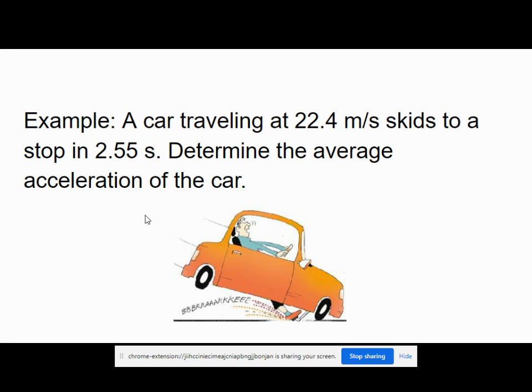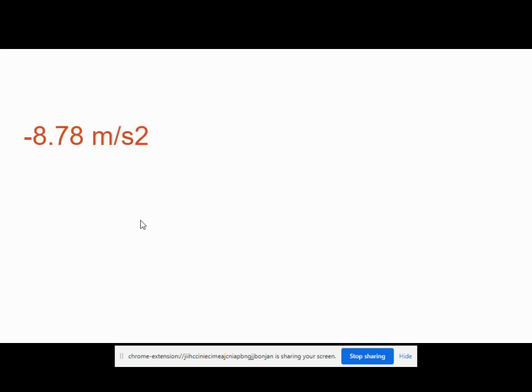A car traveling at 22.4 meters per second skids to a stop after 2.55 seconds. So that means we're taking our final, which is 0, and subtracting 22.4, which gives us negative 22.4 meters per second. That's how much we slowed down. But how fast was our deceleration? We take our negative 22.4 and divide by 2.55, and we get negative 8.78 meters per second squared. So we are slowing down at a significant rate.